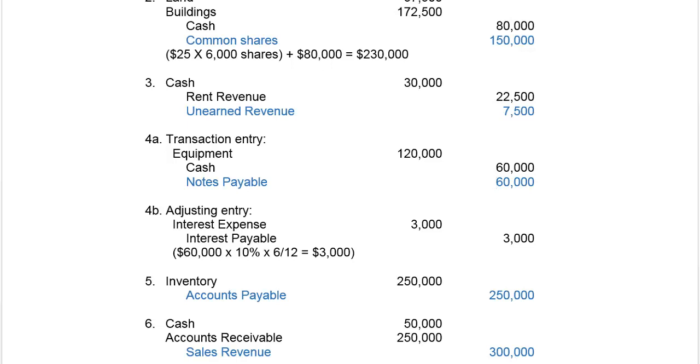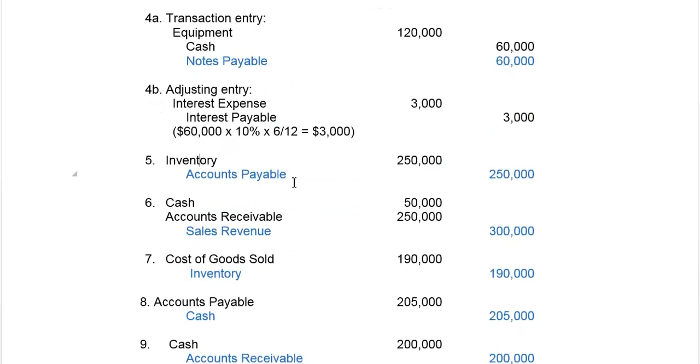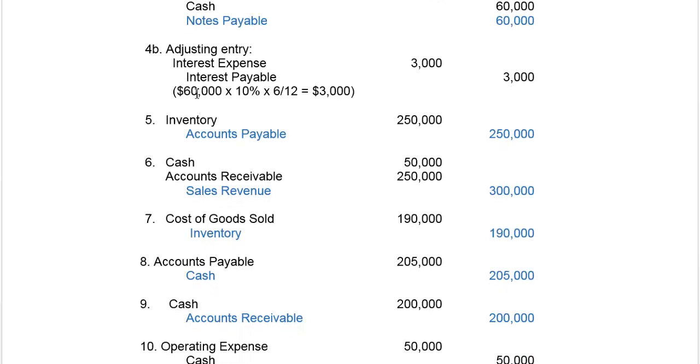So now we would make an adjusting entry to debit the interest expense and credit the interest payable because we haven't paid that yet for $3,000. Now, for inventory, what are we going to do? Well, we bought inventory and we bought it on credit, so we didn't pay for it. So we have to set up an obligation or a liability that recognizes the fact that we're going to pay for this inventory we bought at a later date.